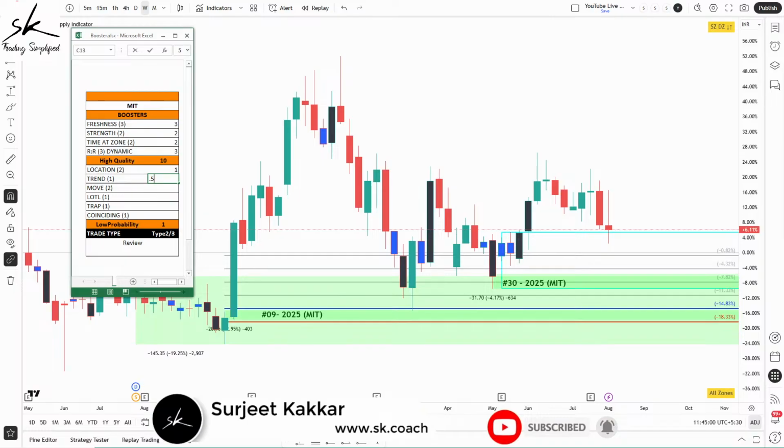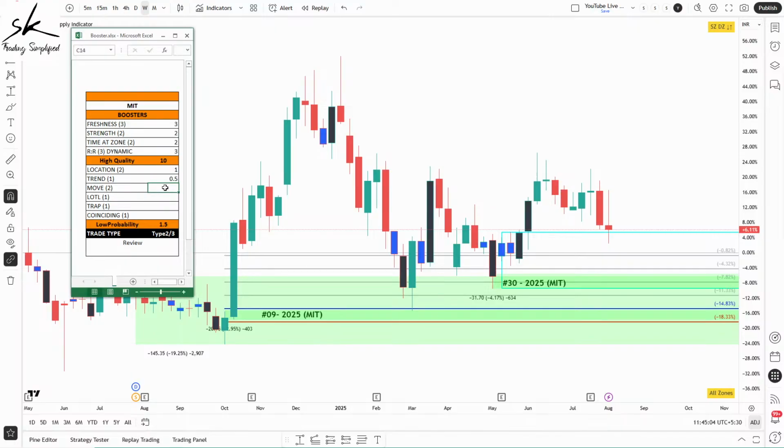So we are in a sideways trend, and sideways will be a score of 0.5. Right, so sideways will be a score of 0.5.